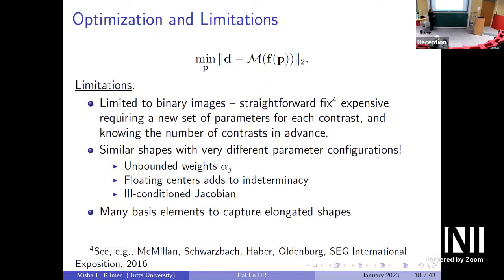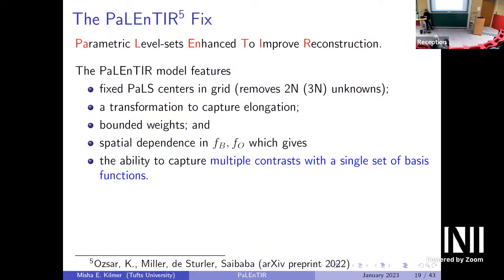And I've only talked about radial basis functions, but of course you can imagine we would want to capture elongated shapes, and that would take many, many basis elements to do accurately. So now I get to the heart of the matter. This is our newest fix. So now you can see where the acronym came from.